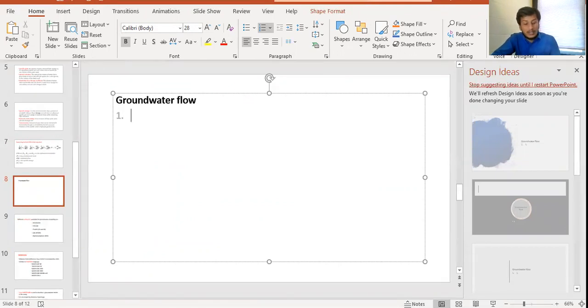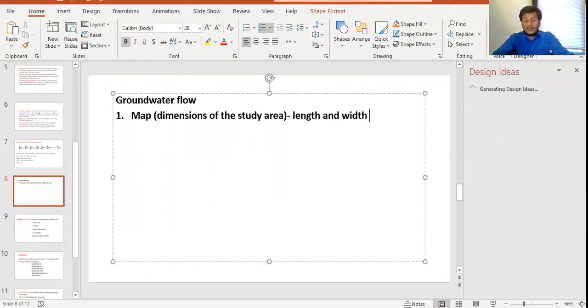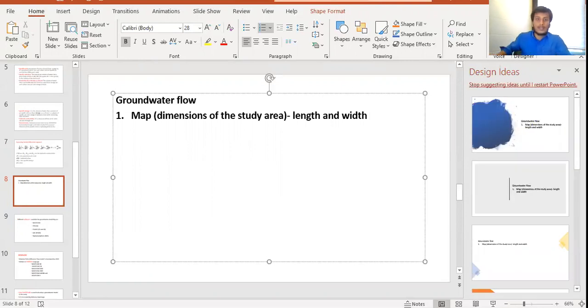We obviously need groundwater data; without groundwater data, it cannot be modeled. Let's start from the very beginning. To create a model in Visual MODFLOW, we need a map with its dimensions, the dimensions of our study area, which include length and width. It could be in latitude and longitude, or if you want to do it in meters, you're welcome to do that too.